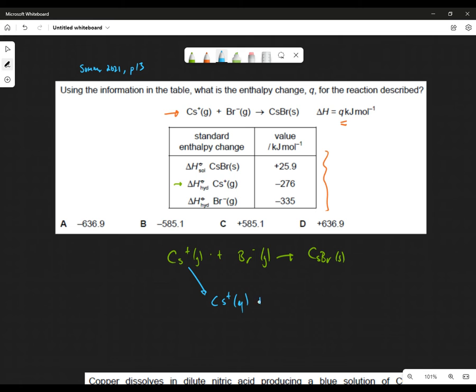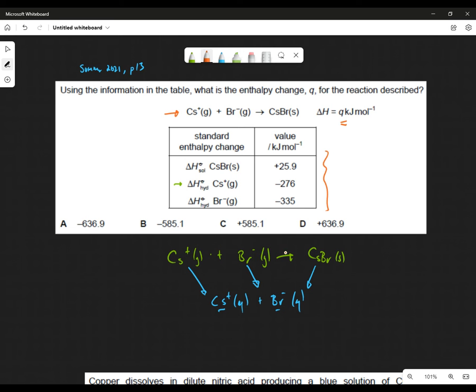And I'm going to hydrate the bromide ion. And that's going to be aqueous as well. So that goes down as well like that. And I'm going to solvate this. I'm going to dissolve this in water. And when I dissolve this in water, I get cesium ions and bromide ions. So there's my Hess's triangle.